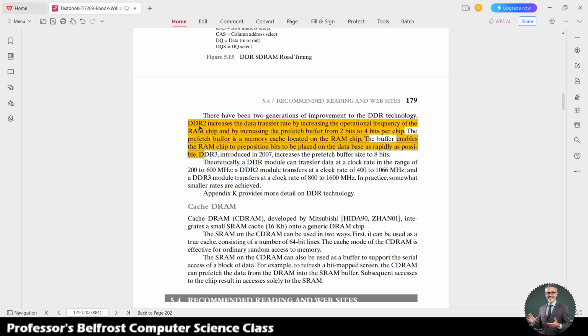And the second generation of the DDR is called DDR3, which was introduced in 2007. It increases the prefetch buffer size to 8 bits.